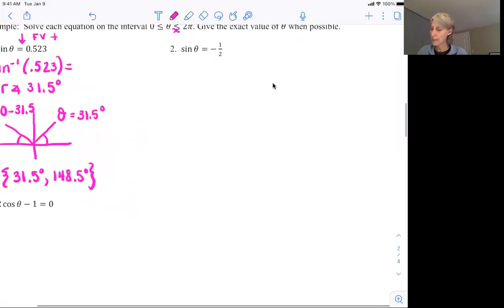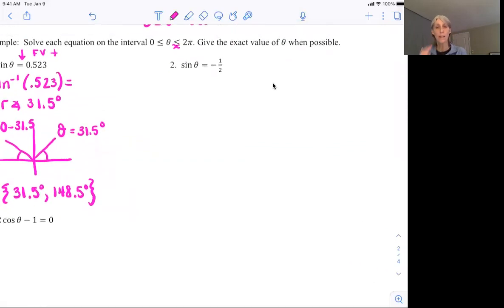Now let's look at the next problem. Sine of theta equals -1/2. So remember, in order to do this, we're going to start by getting our reference angle. And that's going to be the angle whose sine is 1/2. Now, some of you may recognize right away and may not need to go to your calculator. The angle that gives you a sine of positive 1/2 is 30 degrees, right? And that's coming from our triangles.